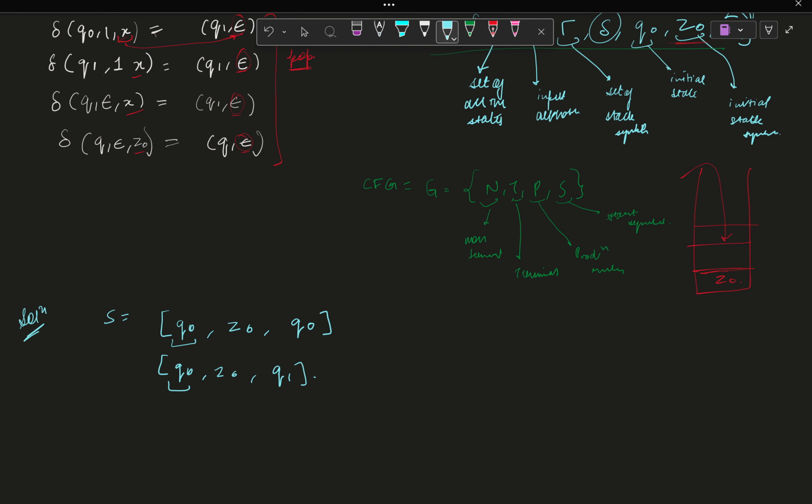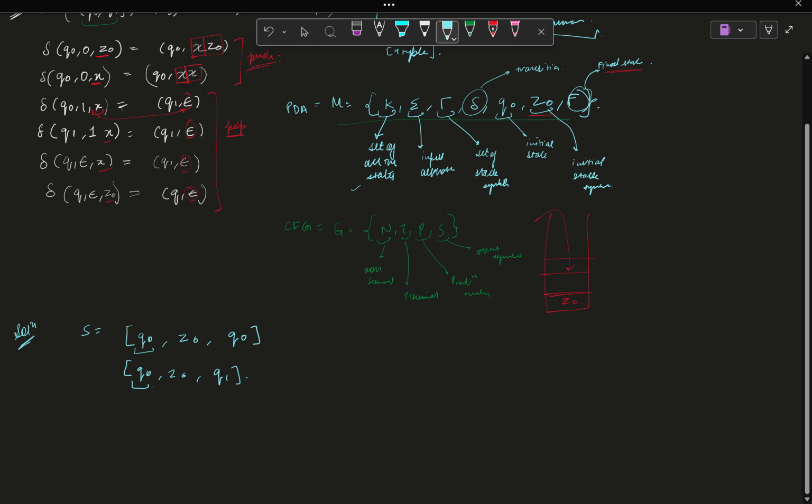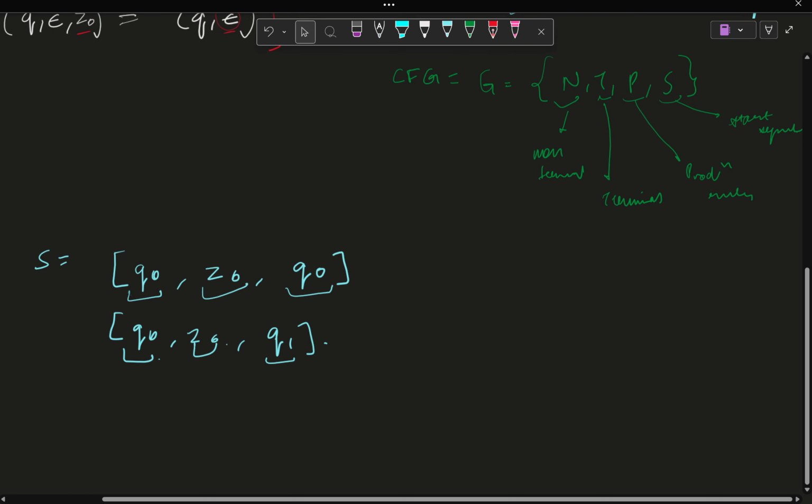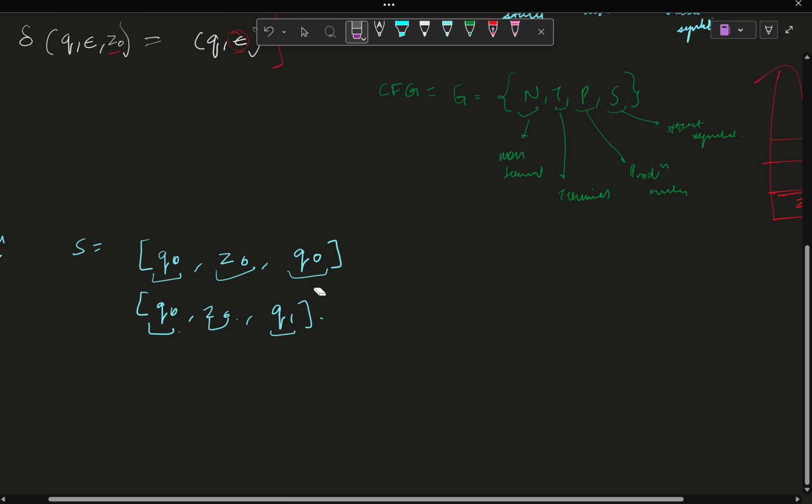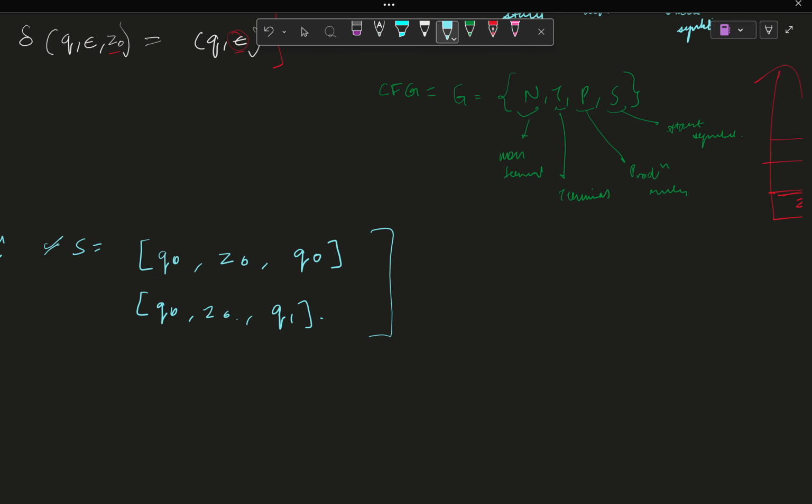Because these two are the start symbols for the set of states, and these two are the initial stack symbols, and this refers to all the states that can be achieved with our PDA. So these two are essentially the start symbols for our given PDA, right? So we have already defined our start symbol.